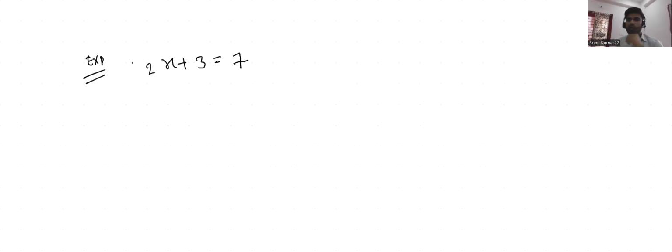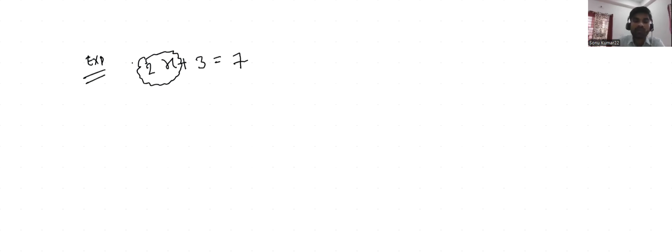Now, I want to transfer the constants to one side and the variable to one side. There is only one variable, that is 2x. I can put it on the left side or the right side; it is already on the left side, so we keep it there. 3 and 7 are constants, so we put them on the other side of the equal sign. I can shift this one to the right side.